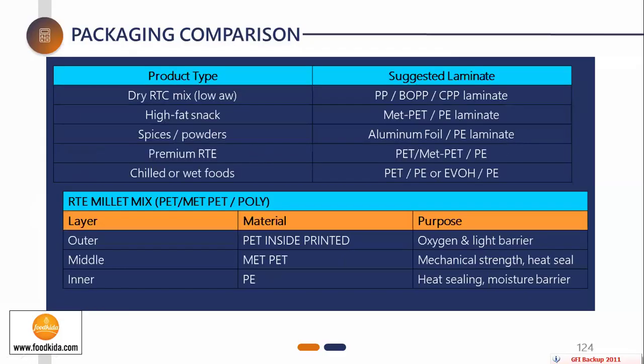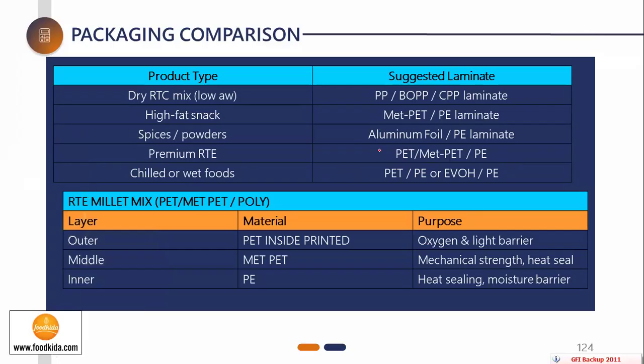So these are some examples I have given. It might differ because cost might differ accordingly. If you look at this, a high fat snack has METPET and poly. Poly is polyethylene. But for a premium RTE, I again have a PET, METPET and poly. This is going to increase my cost because there's an additional layer of PET. Most of the time, PET is this film here.